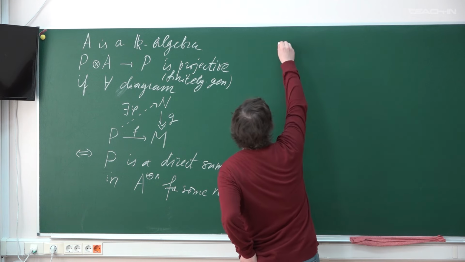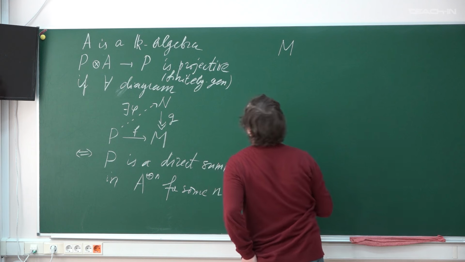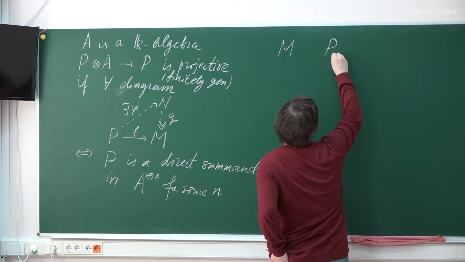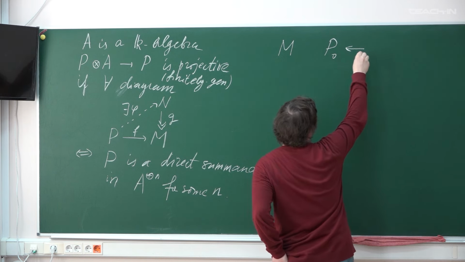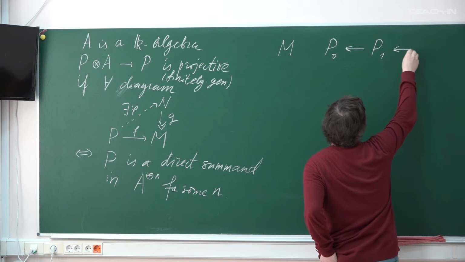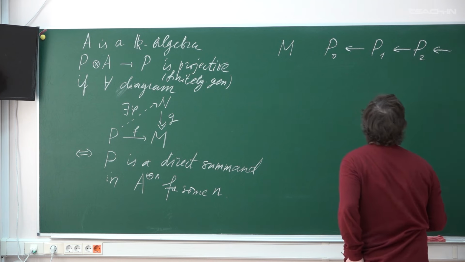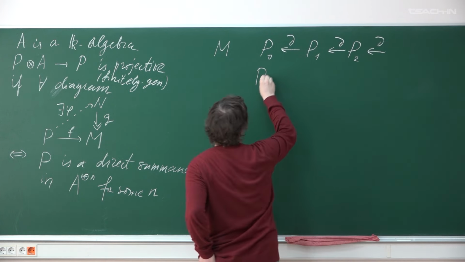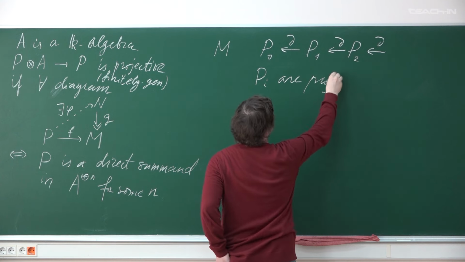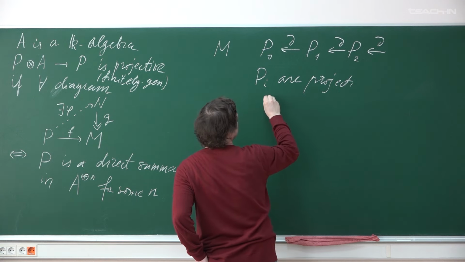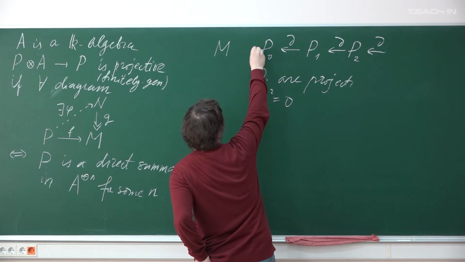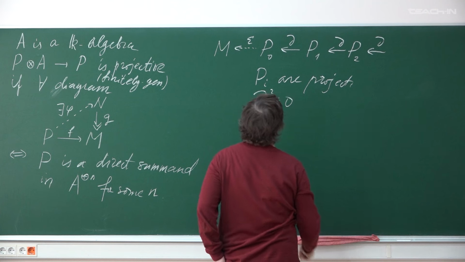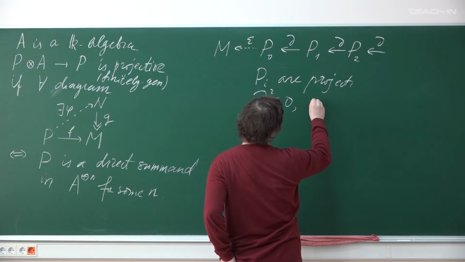The second definition is the following. Suppose you have some A module M. Then we say that a projective resolution of M is the sequence of projective A modules P0, P1, P2, and so on, with a morphism between them. Let me call it just some partial D. Of course, it's assumed that d square is always equal to zero. But another piece of data is the augmentation map, epsilon, from P0 to M.